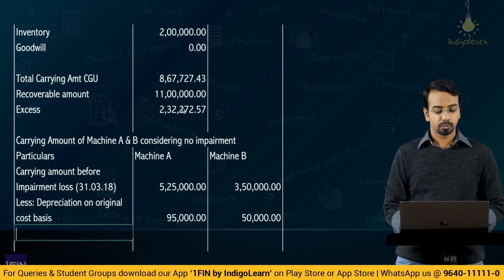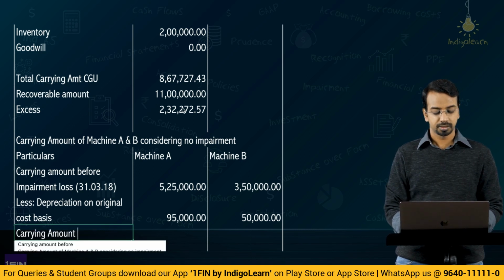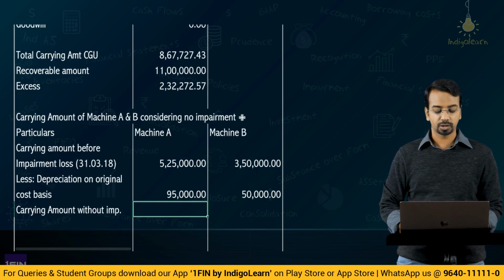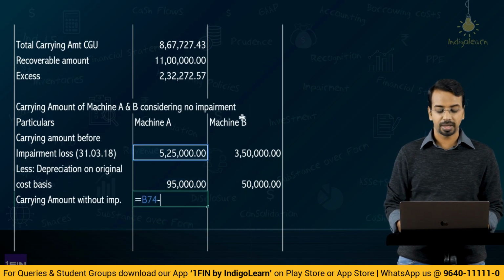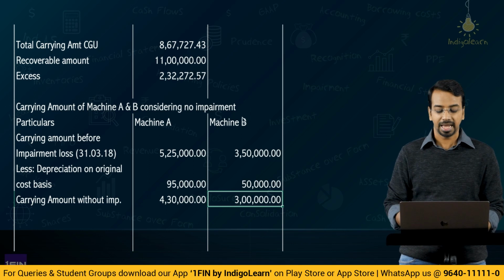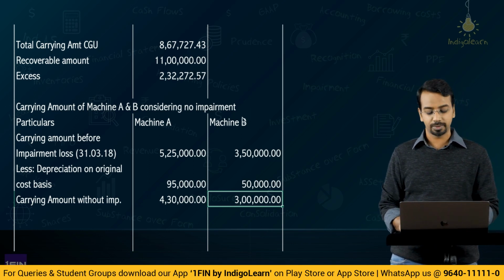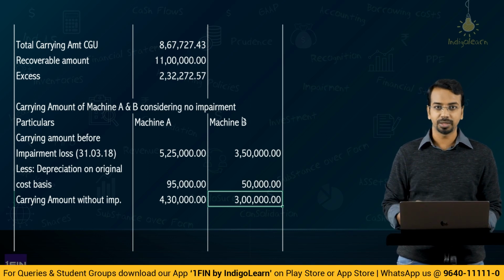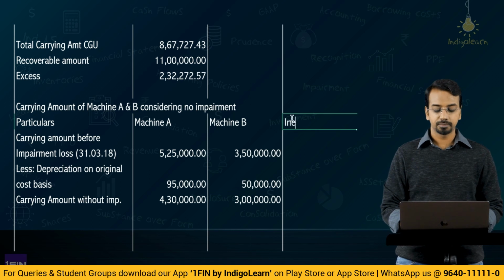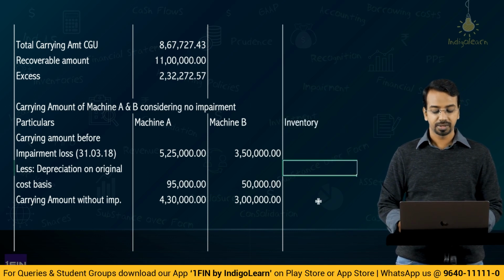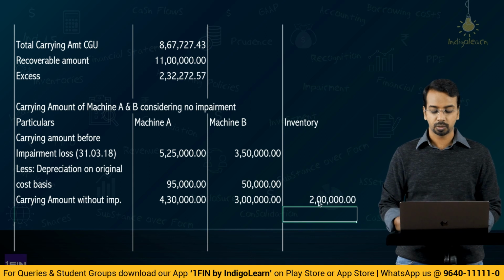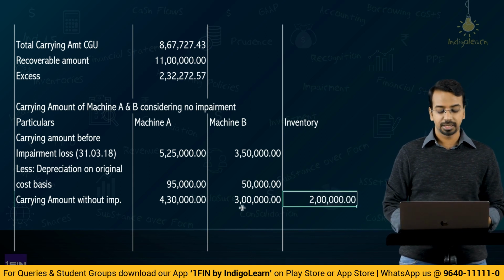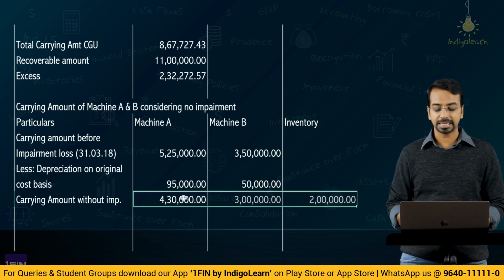So, what is the carrying amount? Carrying amount without impairment is 5,25,000 minus 95,000, that is 4,30,000, and 3,50,000 minus 50,000, that is 3 lakhs. So this is the carrying amount without impairment, 4,30,000 for machine A and 3 lakhs for machine B. Now, the inventory is anyways not impaired, so inventory carrying amount is 2 lakhs. Without impairment, this would have been the carrying amount: 4,30,000, 3 lakhs and 2 lakhs.